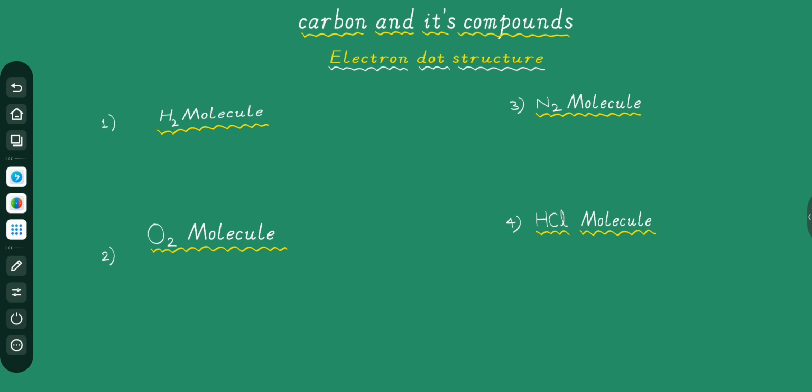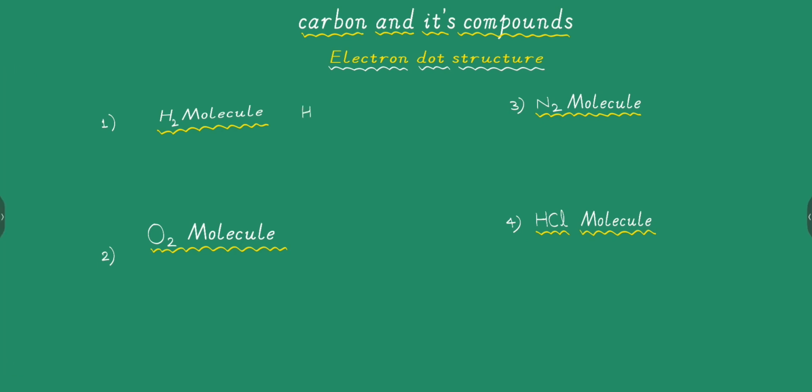First example, the hydrogen molecule. We all know the atomic number of hydrogen is 1. That means there is only one electron in hydrogen, in the K shell. So the number of electrons in its outermost shell is 1. But it tries to attain the helium electronic configuration, because helium is the nearest noble gas to the hydrogen atom. So it needs one more electron to attain the helium electronic configuration.